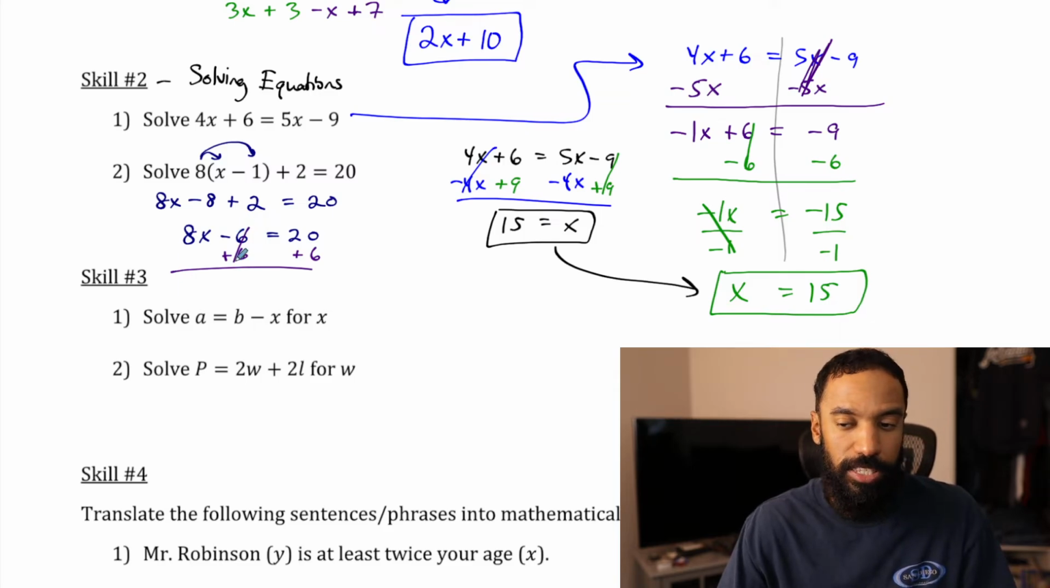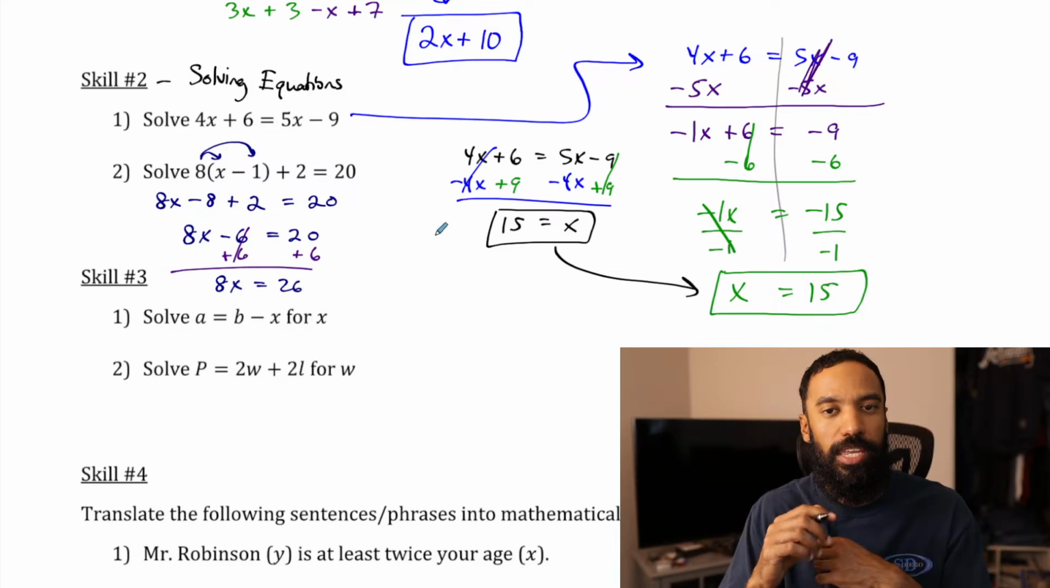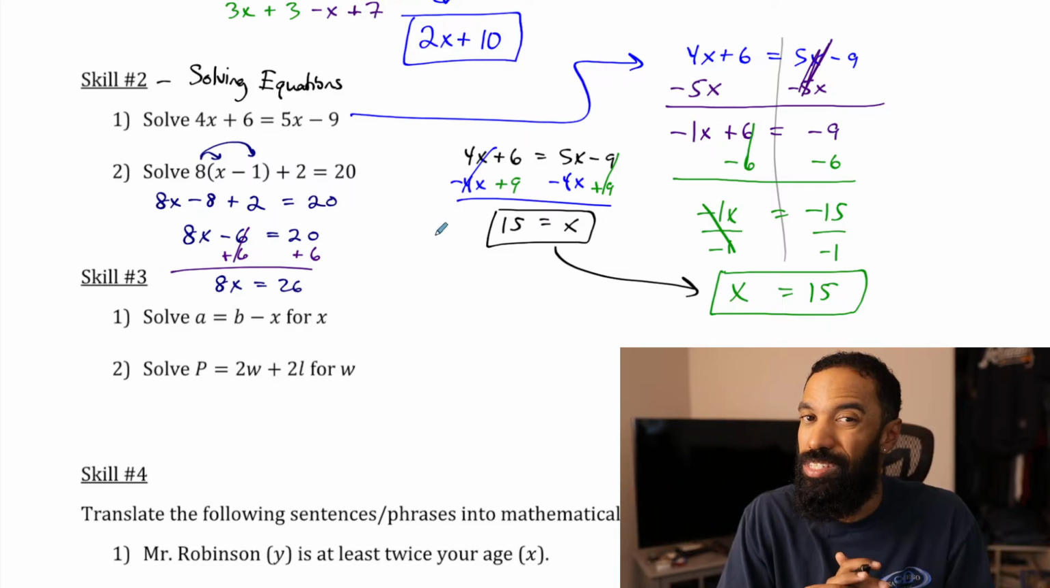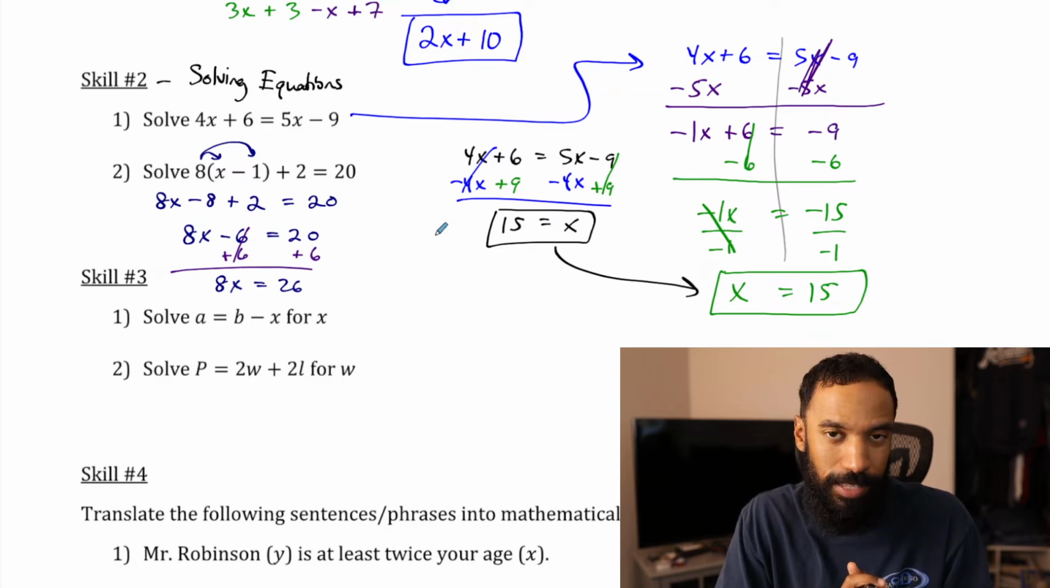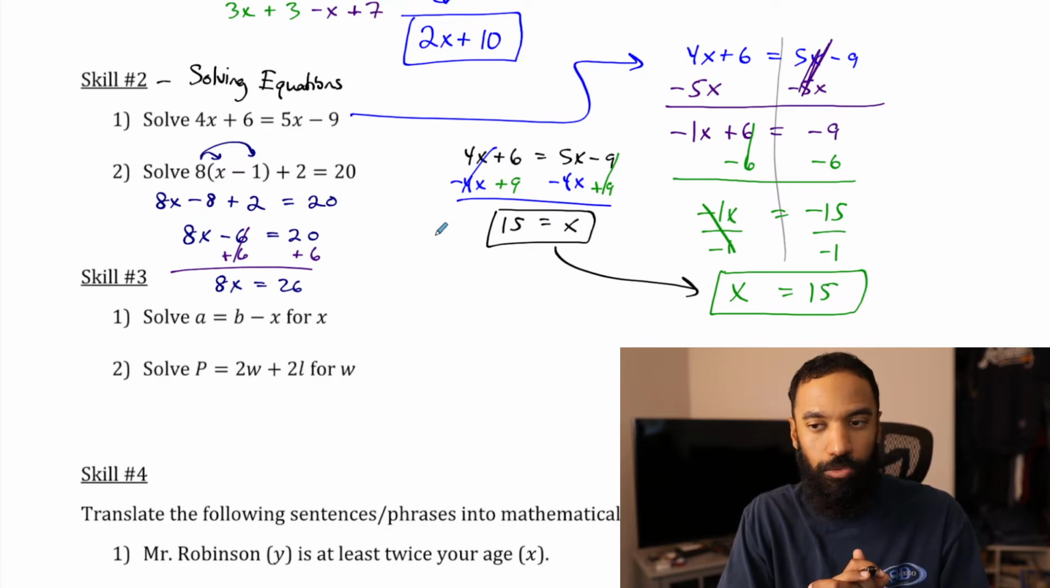6 is being subtracted. Let's add it. That gets you 0. So we have 8x equals 26. So what number times 8 equals 26? It's not, see, that's not a clean number. It's a Robinson goof, little ouchie.